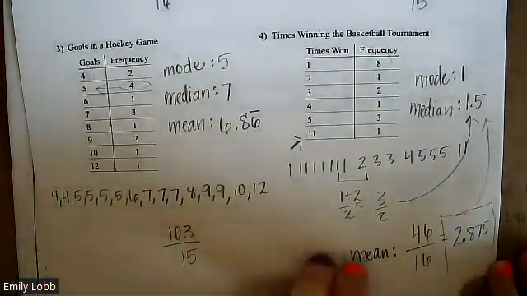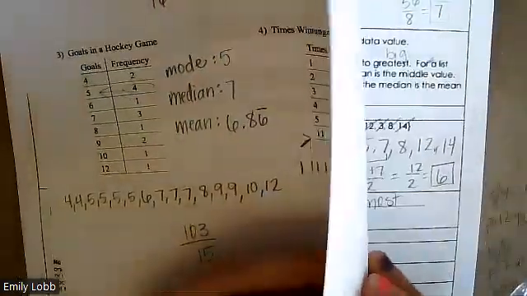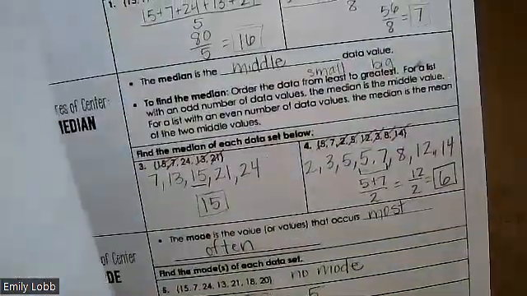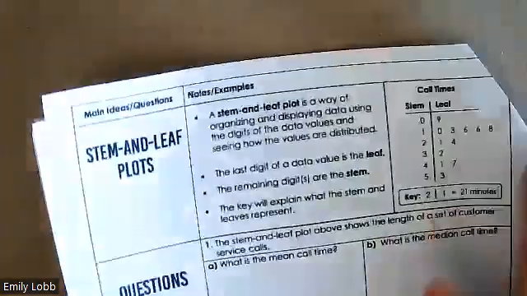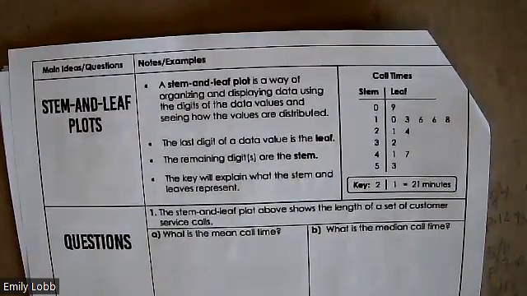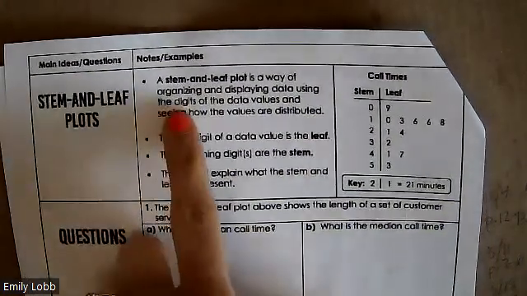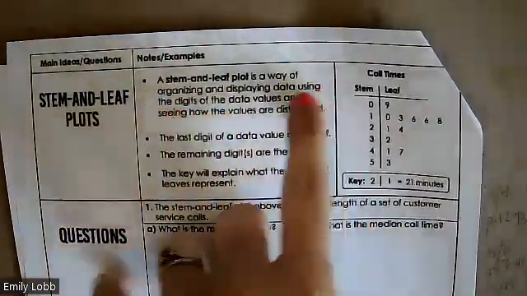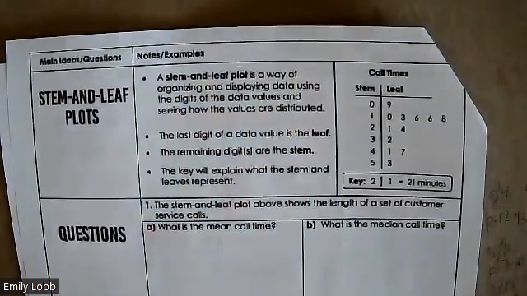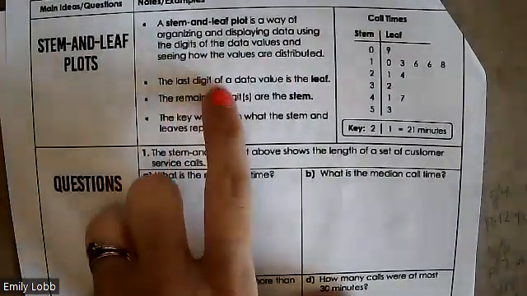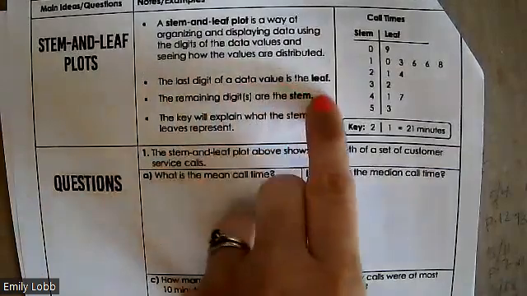How we use a frequency table to find our measures of central tendency. All right, stem and leaf plots. This is one hopefully you've seen before. We definitely did this in 6th grade, but a stem and leaf plot is a way of organizing and displaying data using the digits of the data values and seeing how the values are distributed. So the last digit of the data value is the leaf.